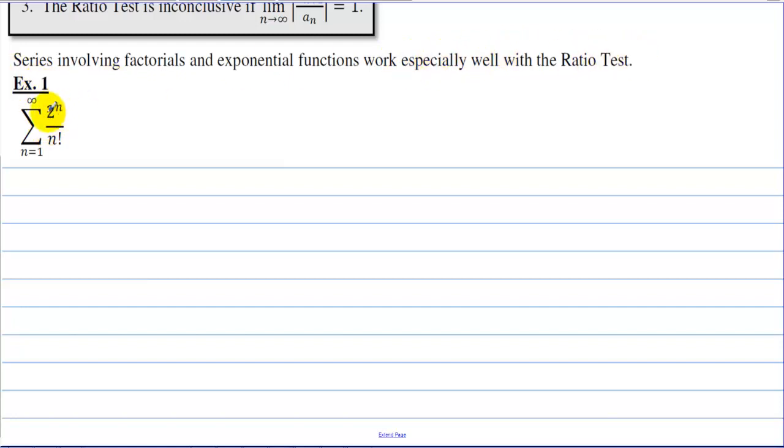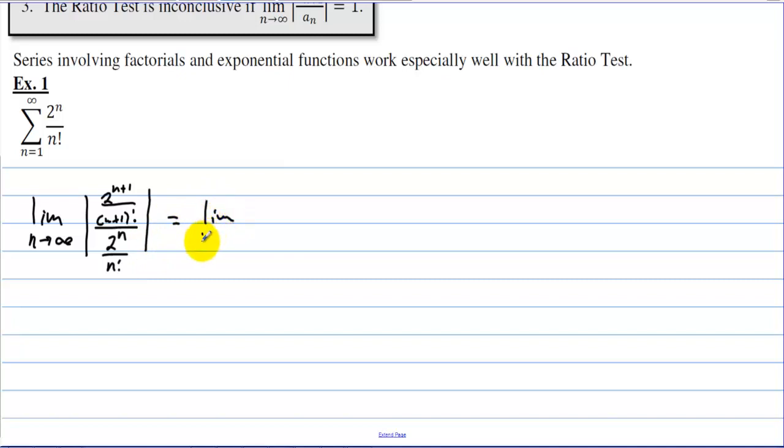Example 1. We have 2 to the n over n factorial. The ratio test says take the limit as n approaches infinity of the absolute value of 2 to the n plus 1 over n plus 1 factorial. That's the a sub n plus 1 over a sub n. So we have over 2 to the n over n factorial, and the absolute value of all of that.